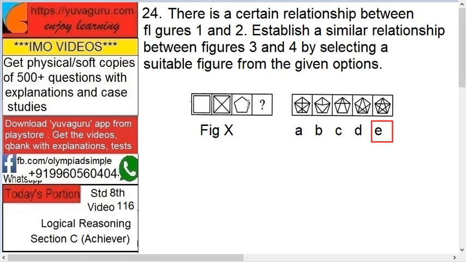There is a certain relationship between figures 1 and 2. Establish the similar relationship between figures 3 and 4 by selecting the correct option. So what you can see in 1 and 2: 1 is a plain square, then 2 has all the diagonals. Remember, a square has 2 diagonals, so all the diagonals are drawn. Similarly here, it's a plain pentagon, so all the diagonals should be drawn. In which figure? It is in E. A, B, C, D do not have all the diagonals drawn, and in E all the diagonals are drawn. That's why E is the answer.